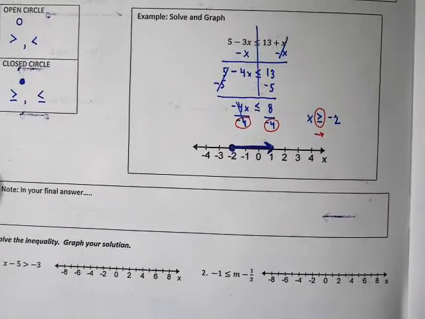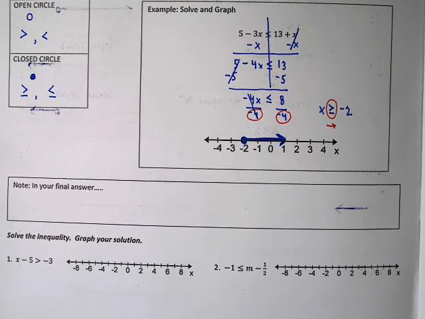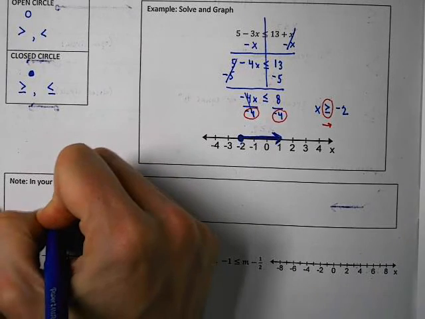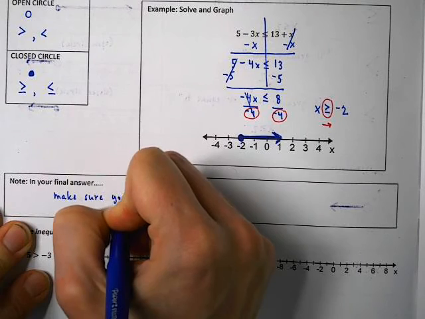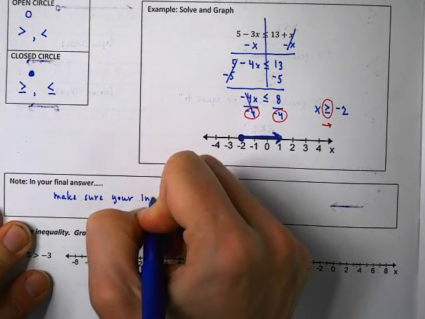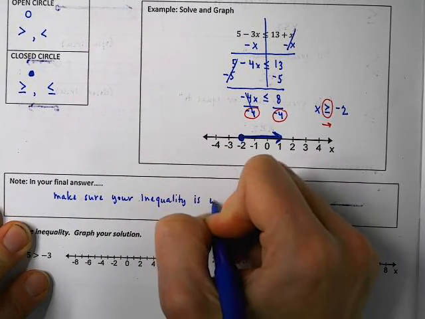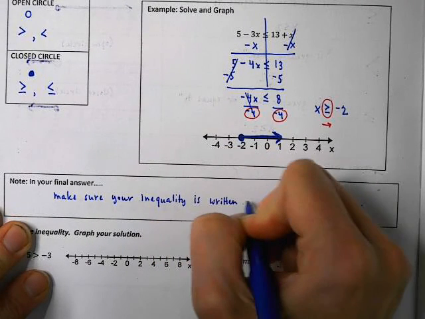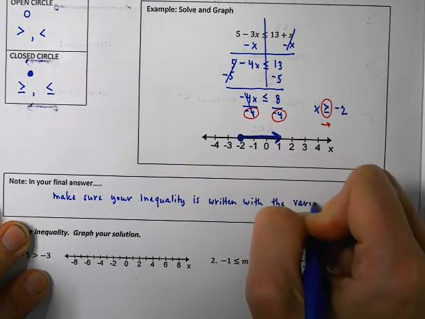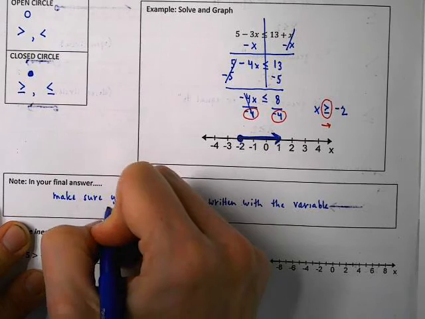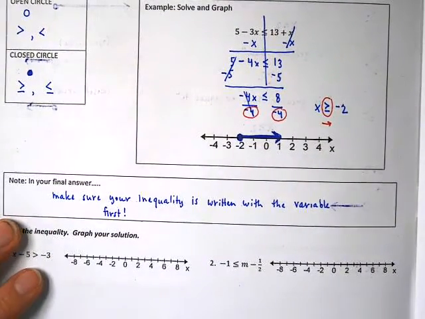Now, here's a note, and it's going to come up. Well, actually, I'll show you an example of what we mean here. In your final answer, make sure your inequality is written with the variable first. And here's what I mean by that.